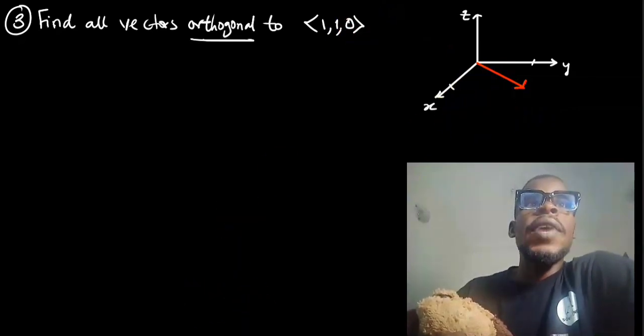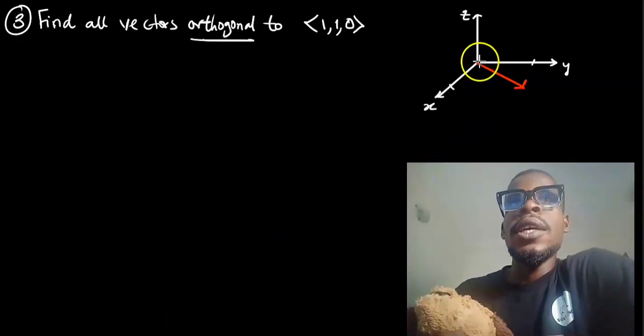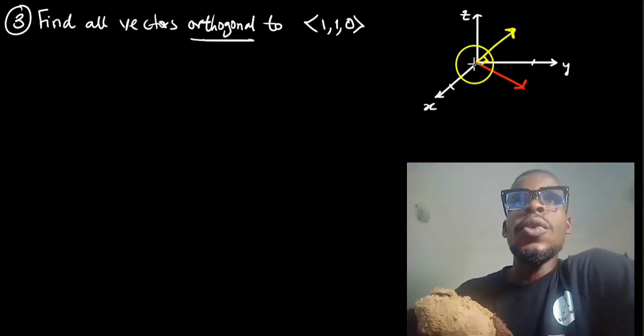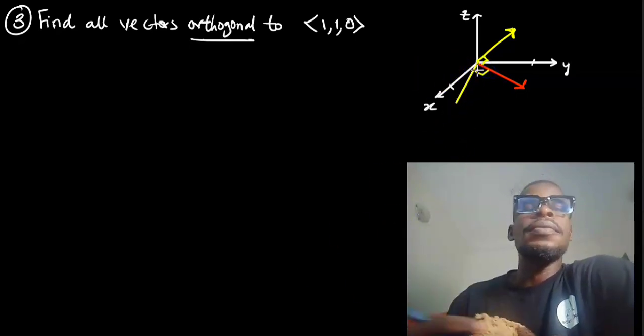All right. So we want to find all vectors orthogonal to this vector. So you could think about something like this. Maybe you could have a vector pointing in that direction such that the angle between these two vectors is 90 degrees. That's what we mean by orthogonal. Or you could also have a different kind of vector. Maybe it could go this way. It could go this way, regardless, provided that the angle between them is 90 degrees.